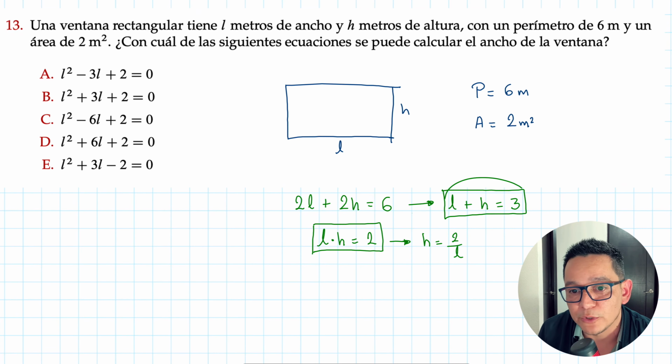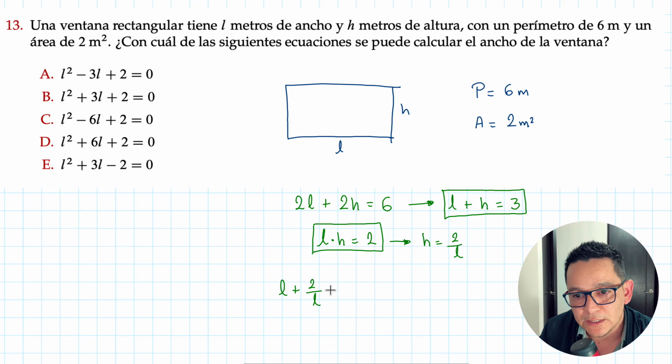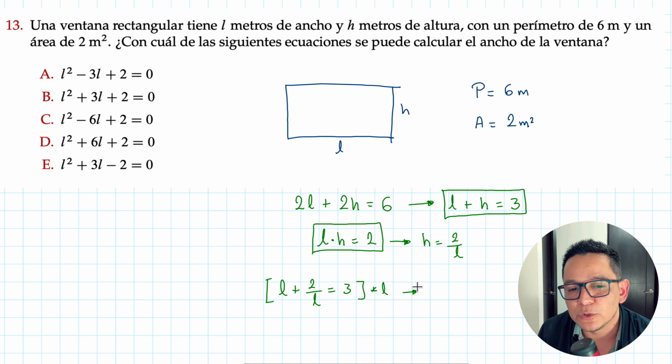So we can plug it directly in here, right? Let me continue over here then, down below. So I have L plus, here I go to H, but H is 2 divided by L. So we put 2 over L, and this has to be equal to 3. Right? Ready? Here, it's convenient to multiply both sides of the equation by L. So, let me go ahead and write here that I'm going to multiply by L. So let's continue. The reason I'm going to multiply by L is so I don't have a fraction here.